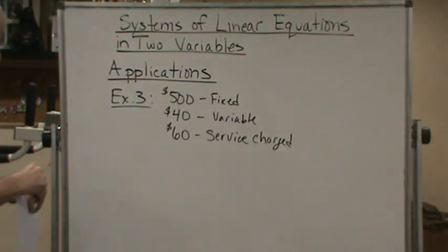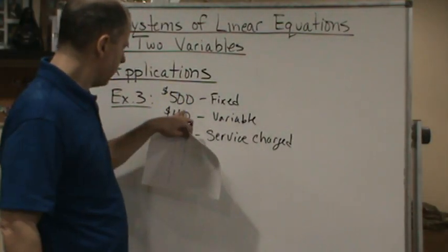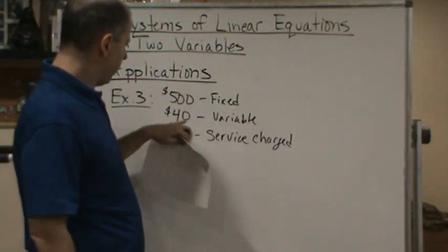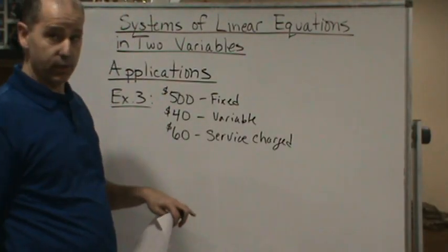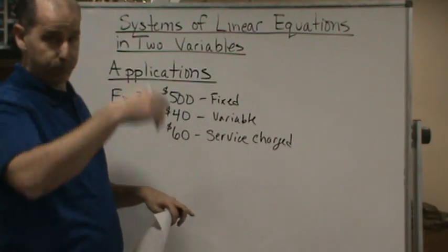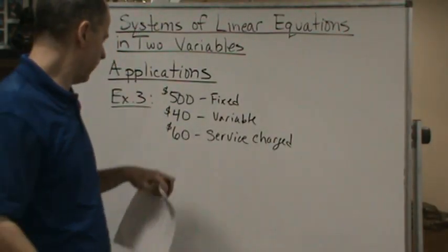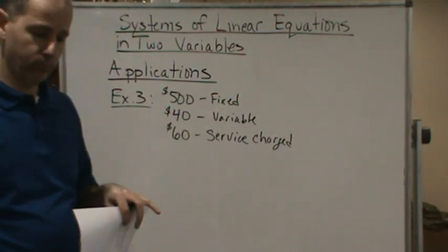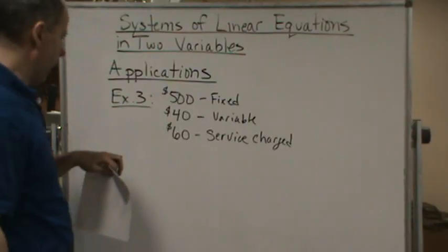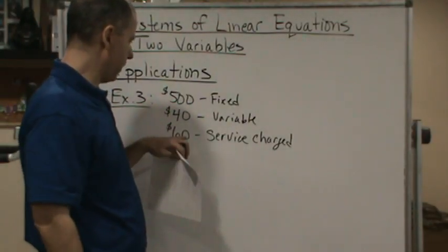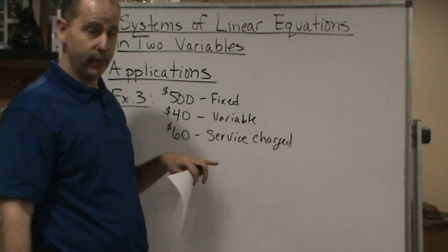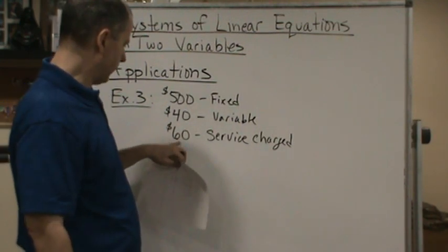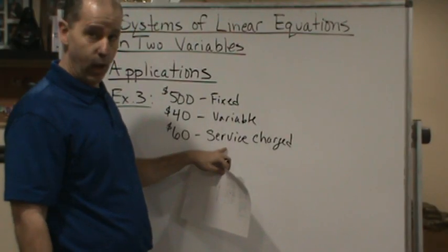Okay, cool. So now the fixed cost is going to be $500 per month for the company. The variable cost is going to be $40 per lawn, for a cost, right? So that's variable based on the number of lawns per month that they do. And then this is what they charge for each lawn.